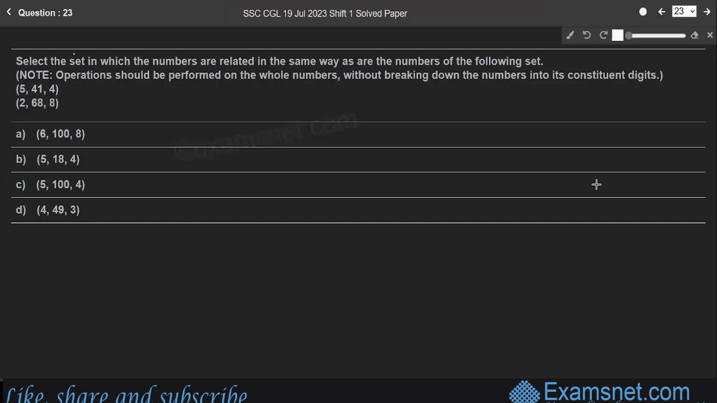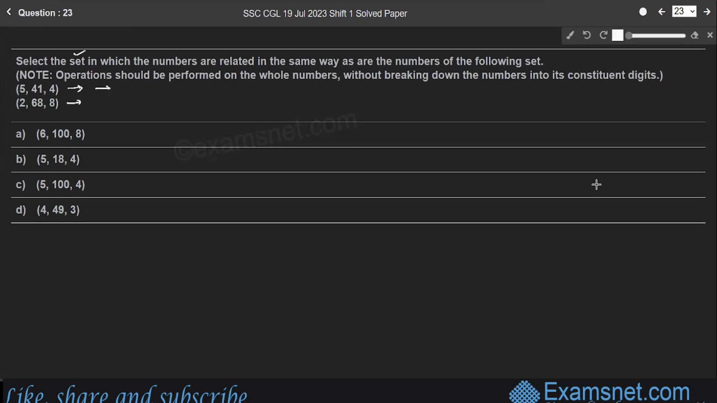Question 23. Select the set in which the numbers are related in the same way as are the numbers of the following sets. So here are two sets of numbers given, right? Here these numbers in each set are related in certain way, right? They are following certain rule. So let us find that rule.